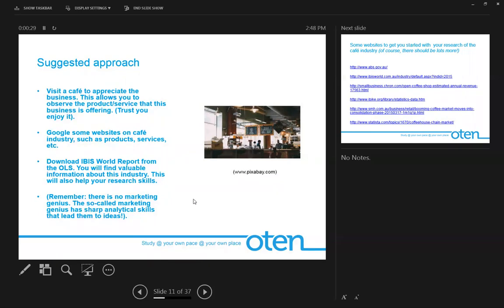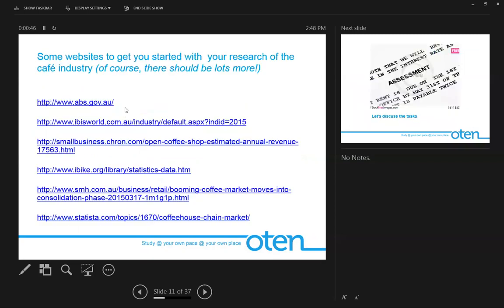So remember, there is no marketing genius actually. The so-called marketing genius has sharp analytical skills that lead them to ideas. At the end of the day, at the workplace, we are required to contribute with our ideas. Here are some websites to help us understand information about the industry. You can Google them yourself to help with your research.